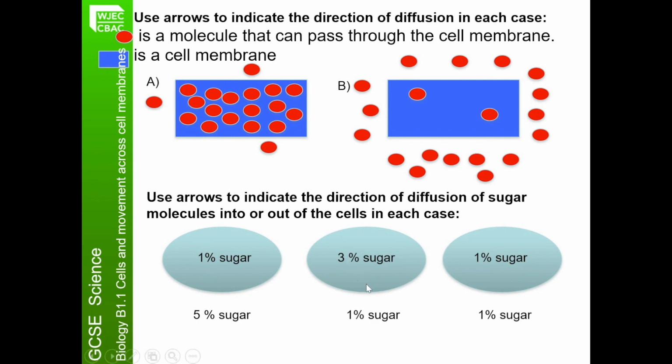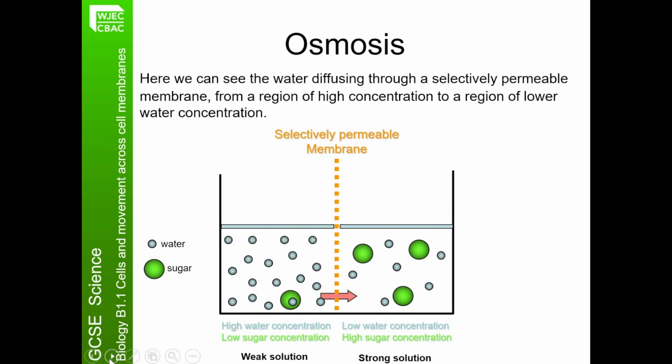The last task I want you to do is the homework on page 35. In the diagrams, there are pairs of diagrams, and it wants you to say which pair will have the fastest diffusion rate and to explain why that will happen. And then next lesson, we're going to go on to osmosis.